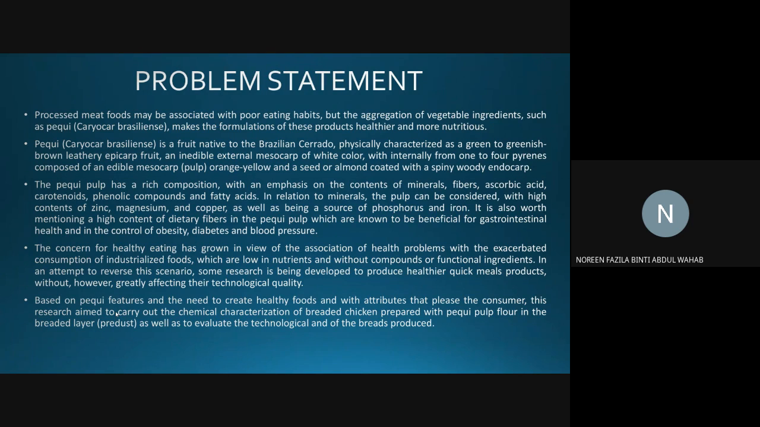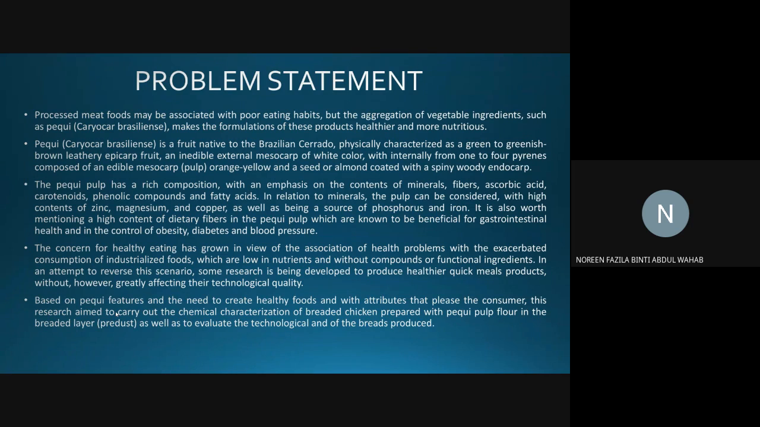Pequi is a fruit native to the Brazilian Cerrado, physically characterized as a green to greenish brown leathery apical fruit, and inedible external mesocarp of white color with internally from 1 to 4 pyrenes composed of an edible mesocarp, orange yellow, and a seed or almond coated with a spiny wood endocarp.